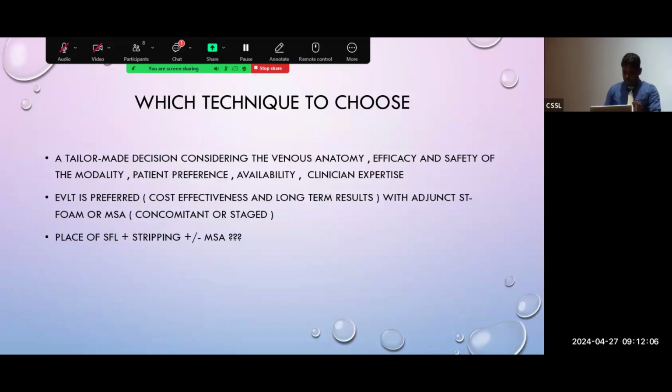Right. A few words about the place of SFL. I told you we don't usually do it, but sometimes if the vein diameter is too large, you will have to do SFL because otherwise the recurrence rate will be high if we do EVLT.